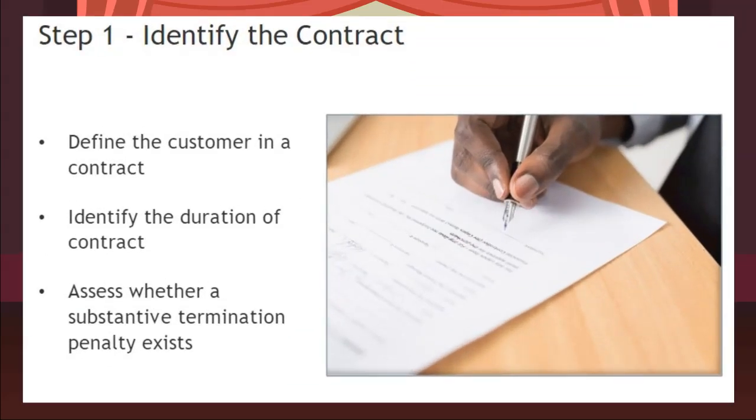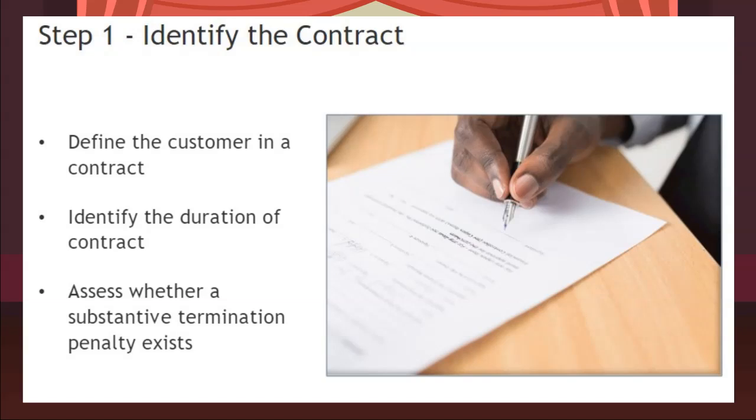The first step in the revenue model is to identify the contract with the customer. While most people focus on the 5 criteria for existence of a contract, it is also crucial to clearly define the customer or customers in a contract, and also to identify the duration of the contract, which includes assessing whether a substantive termination penalty exists. Other important considerations include assessing contract modifications or situations in which multiple contracts need to be combined and treated as one in applying the 606 framework.